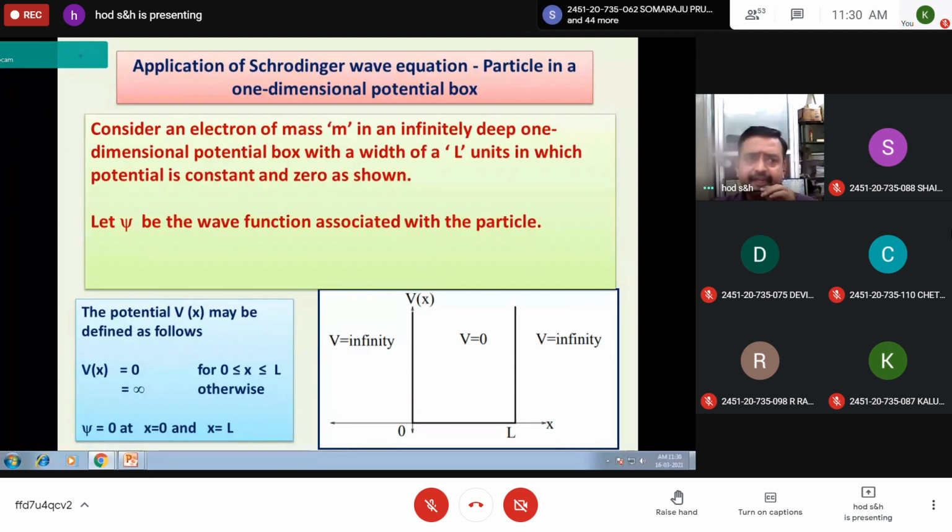Next point: at the boundaries and outside the box, the particle has very high potential, and it can be taken as infinity.